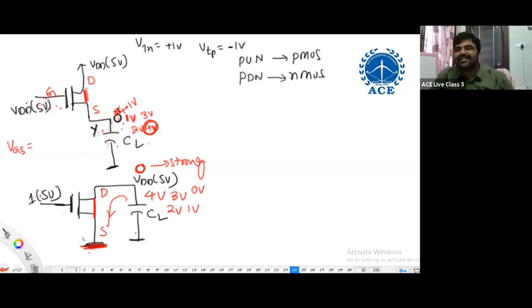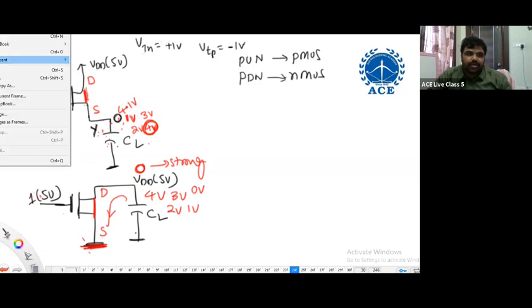But here a weak 1 is possible. It is not a strong one. If we were getting 5 volts at the output node capacitance when using this N channel MOSFET in the charging path, then we could say it is passing a strong 1. But here it is passing a strong 0. We are able to see 0 volts at the output node. Am I right? Are you understanding? Are you there?